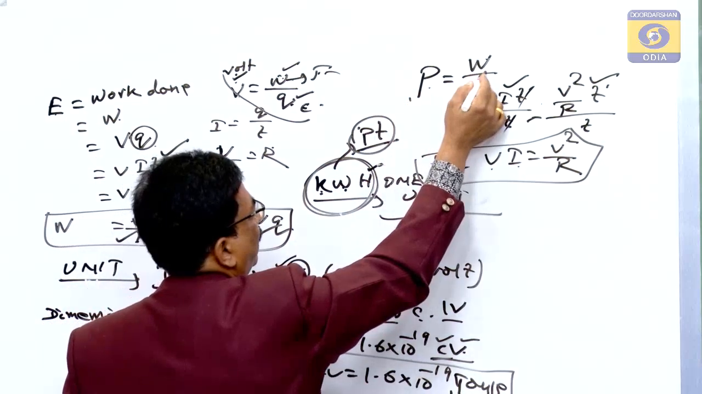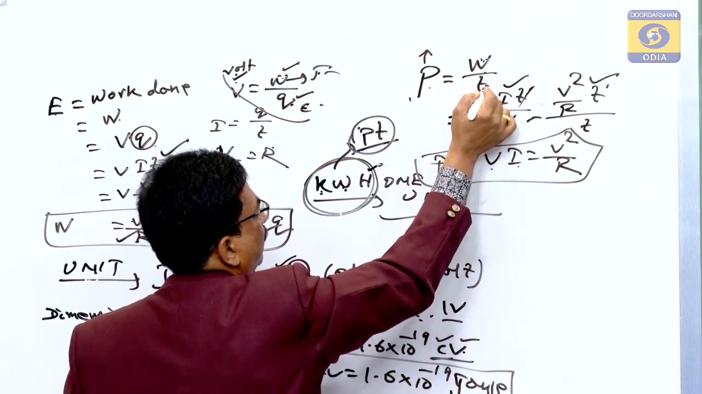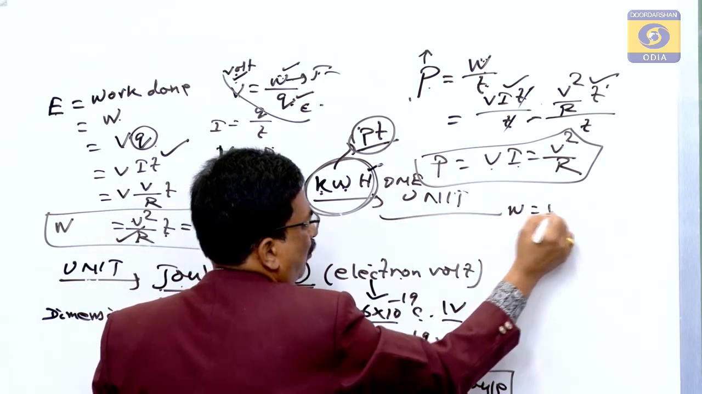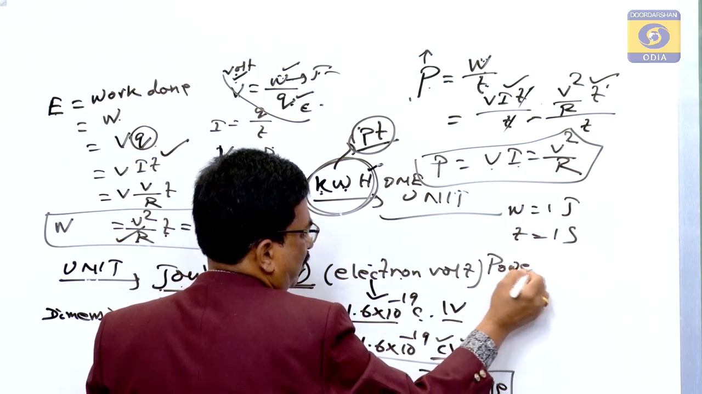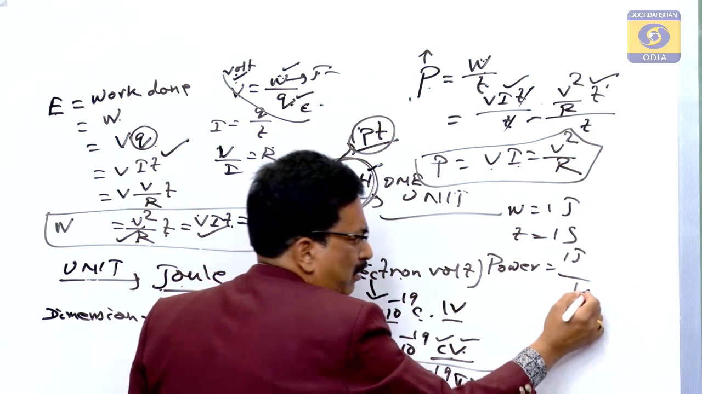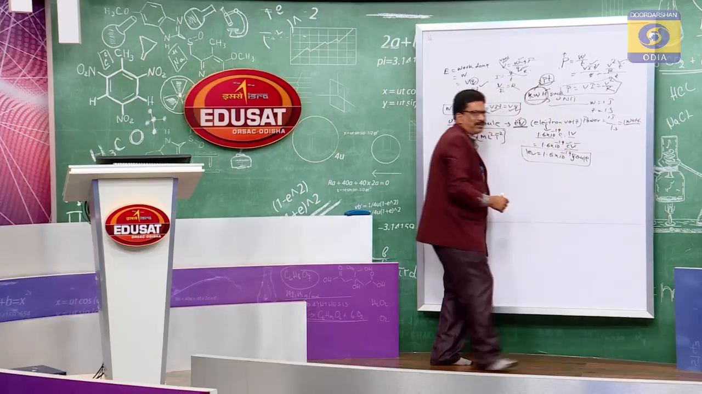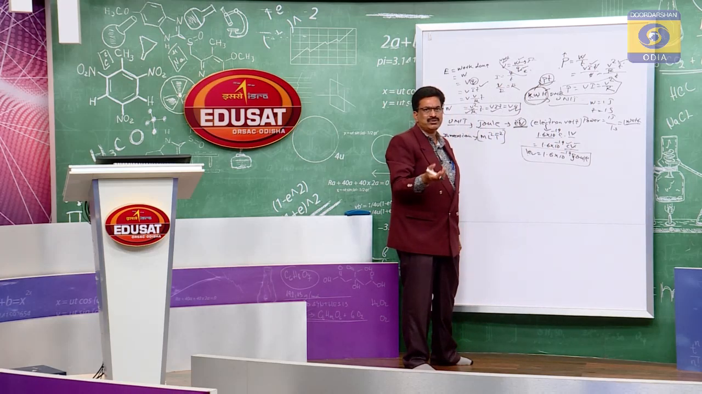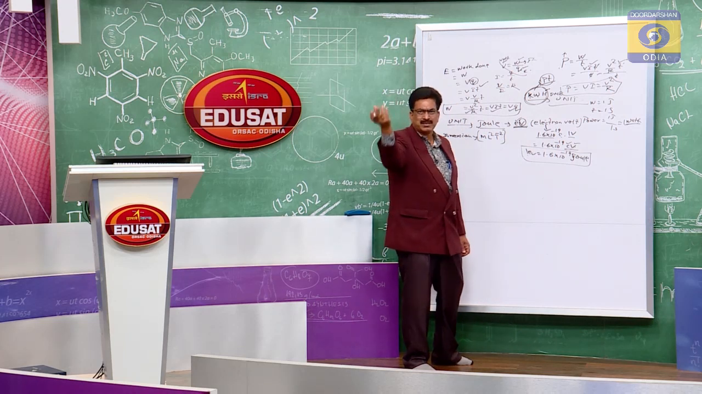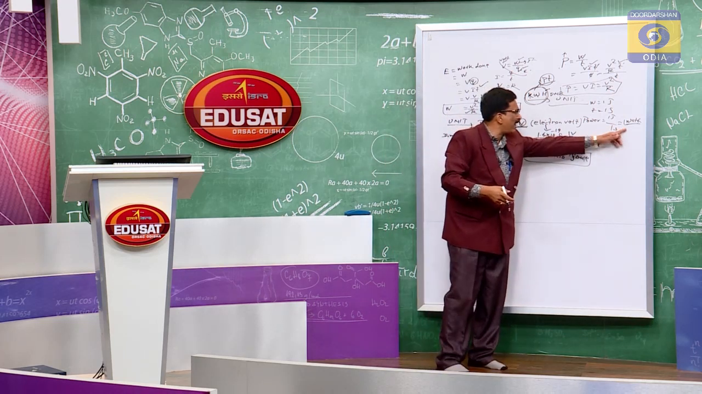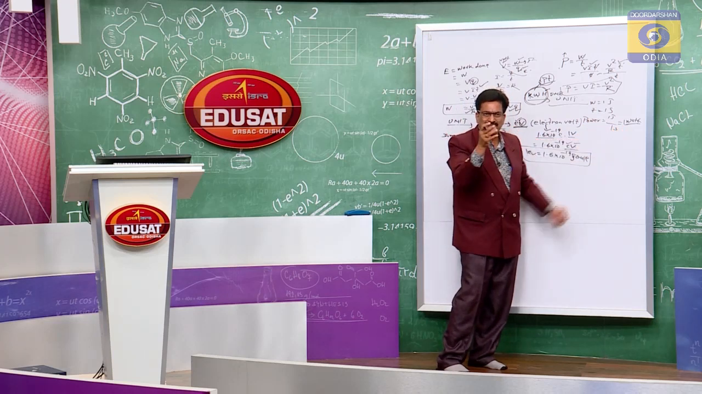But if you go for the fundamental one, power depends upon the work with time. If the work is 1 joule and the time is 1 second, then the power is 1 joule by 1 second, that is equal to 1 watt. So the fundamental unit of power is the watt. We use a bulb of 60 watt, a bulb of 9 watt, a bulb of 20 watt, a fan of 60 watt. That watt is nothing but the power. That is the smaller unit.